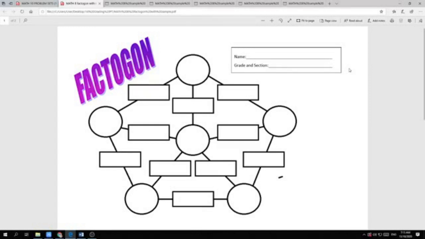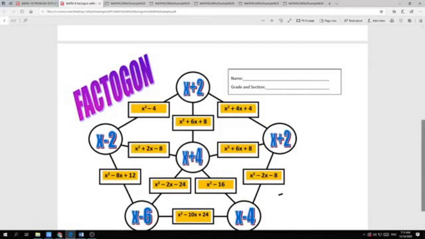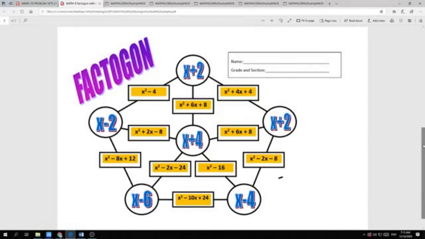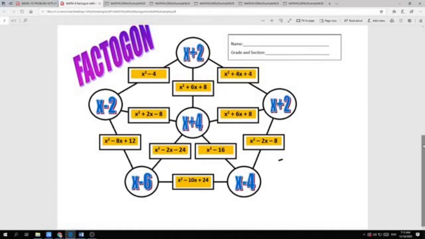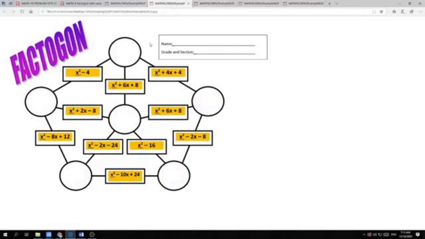Now, what are you going to submit? This is an example, but this is the answer key to your Factogon. The Factogon consists only of this. I'm going to show you. So take note, this is a sample outline. The outputs that you'll be submitting will be two. The first output is simply this one.